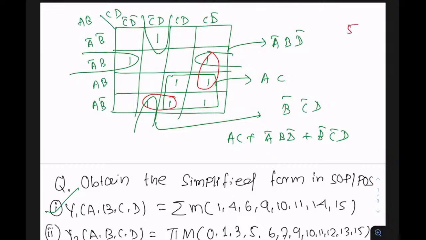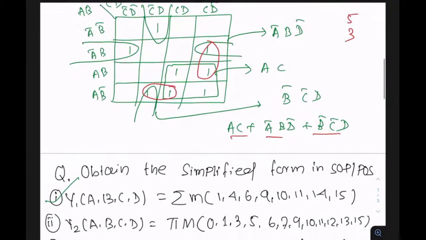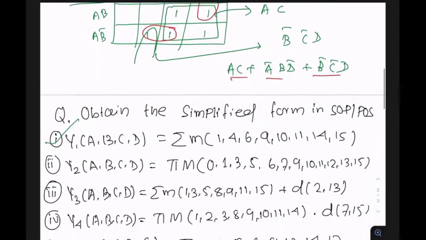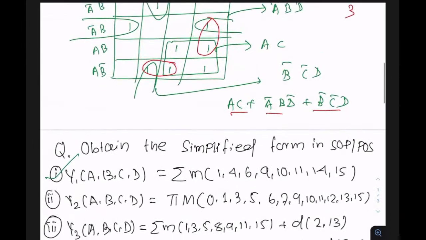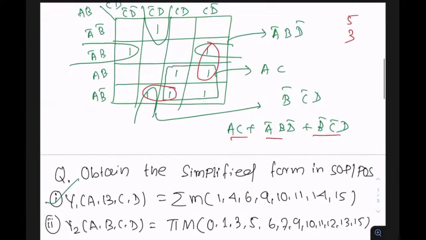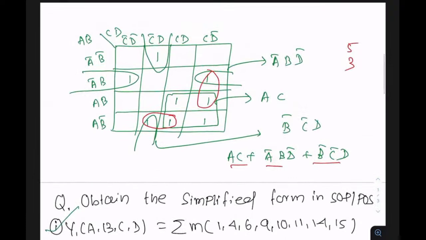EPI are nothing but 3 in this case, because all these terms which we got contain at least one min term which is not covered by multiple groups. So naturally EPI is 3. This is your answer, isn't it? Mayank is saying 5. So what is your answer? Are you getting the same 5?